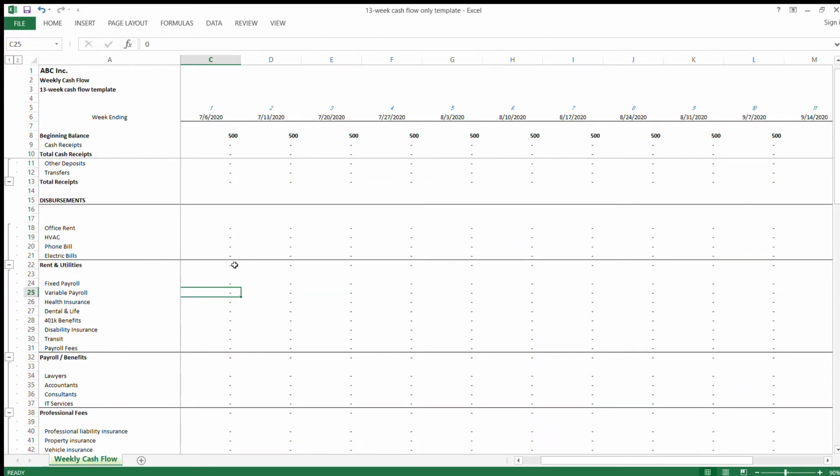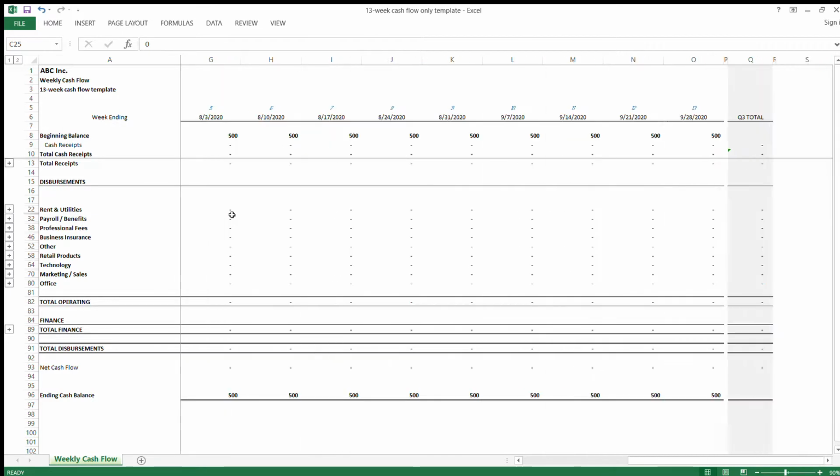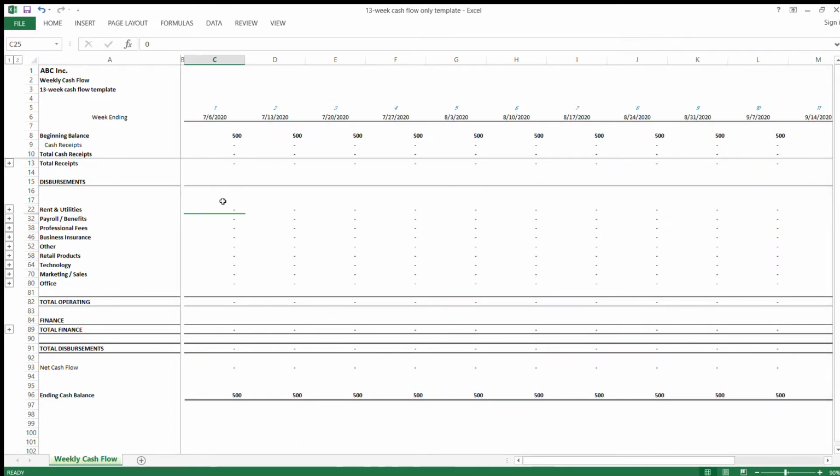Here's a 13-week cash flow template for small and medium-sized businesses. It breaks down expenses week over week based on a quarterly run rate. So we have 90 days stretching out to the end of third quarter, which is the end of September. It's a very simple template to break down your income and expenses.